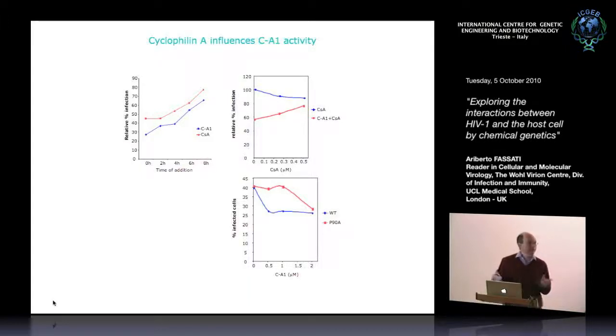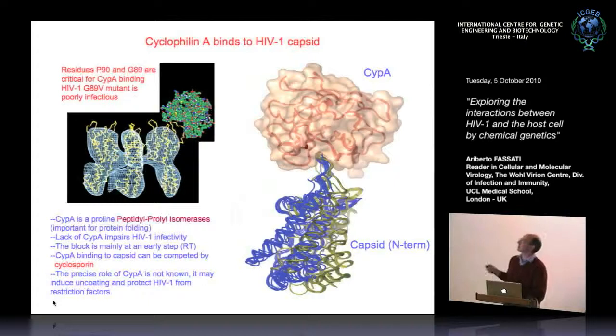Coumarin and cyclophilin A. You can use a drug called cyclosporine to displace cyclophilin A. And cyclosporine also rescued the effect of coumarin A1. So let's get that clear. If you remove cyclophilin from capsid using cyclosporine A, you rescue, which means that cyclophilin A and coumarin A1 have a synergistic effect. They're doing similar things. Okay.